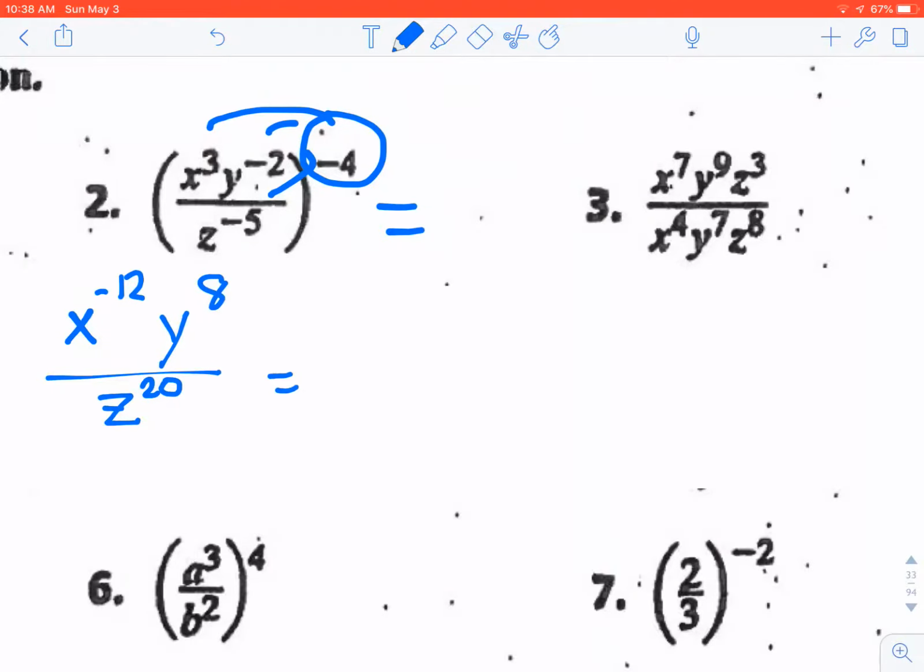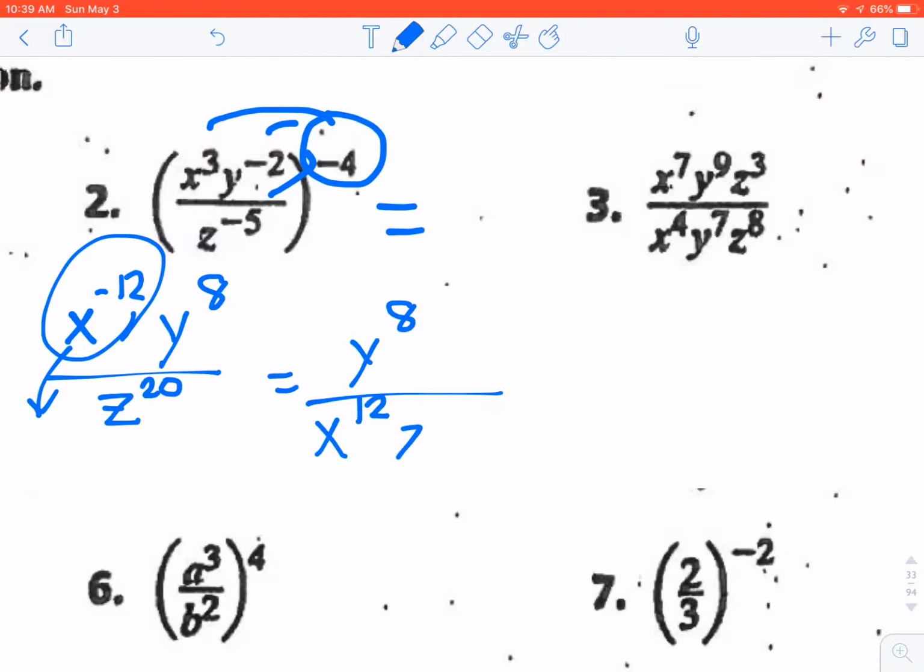Once you multiply your negative exponent to every exponent in there, okay, now look and see our step two says move negative exponents to the opposite side. Okay, so y to the 8th stays on top, x to the +12th goes to the bottom, leave z to the 20th where it is. Okay, so our parentheses are gone, our negative exponents are gone.